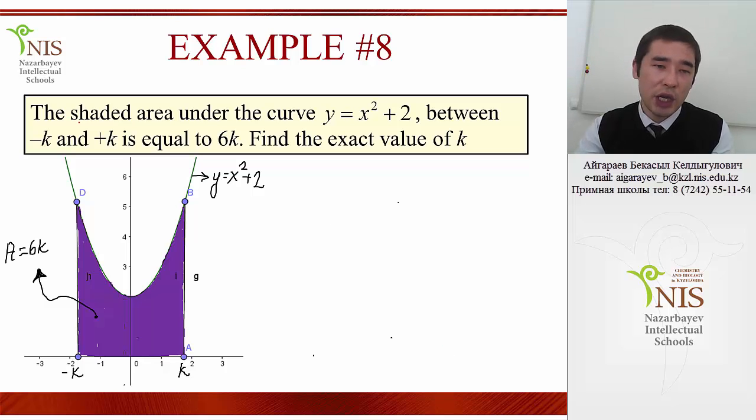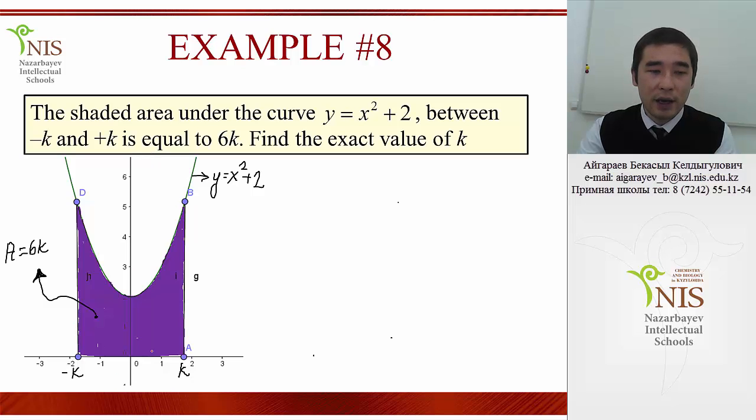The shaded area, in example 8, under the curve y is equal to x squared plus 2 between minus k and plus k. So this is a different example. We are not given the boundaries. We have to find them.